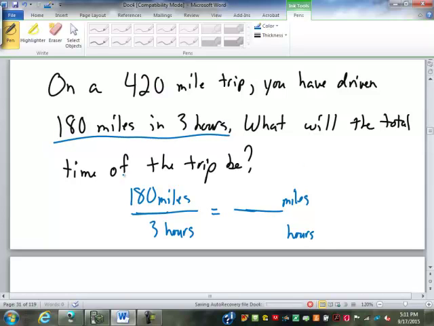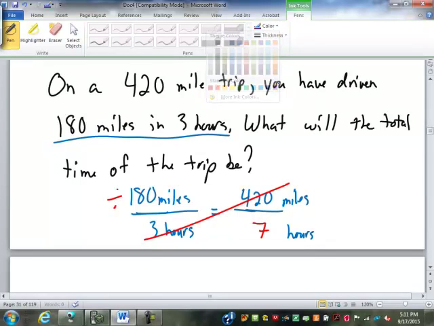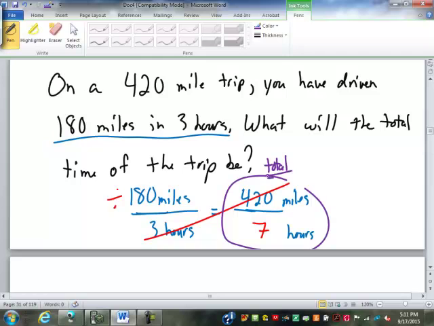I have the 420 miles. Well, that's going to have to go here. If I cross multiply and divide, 3 times 420 divided by 180 is 7 hours. Now the 420 miles represented the total distance, right? That means the 7 hours represents the total time.